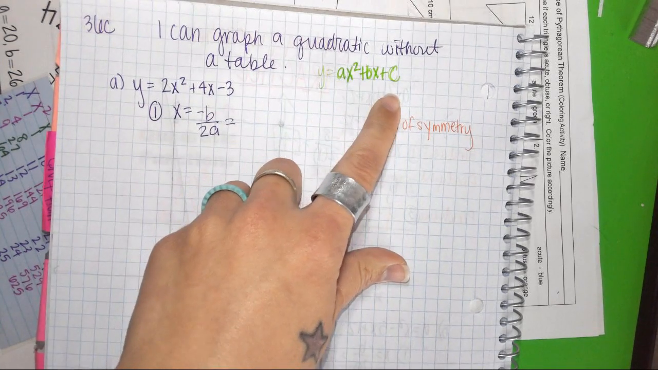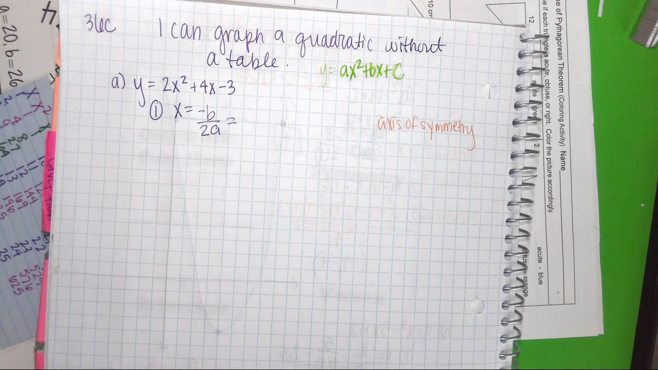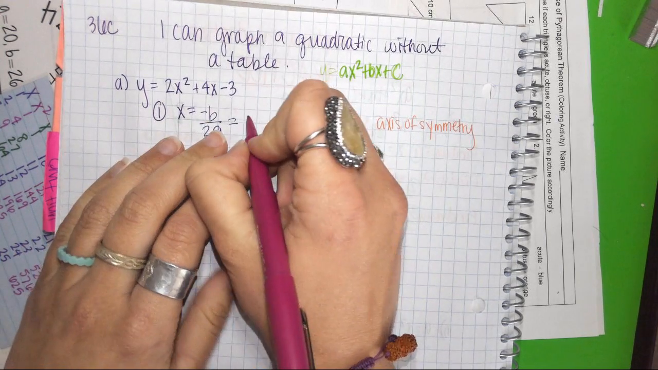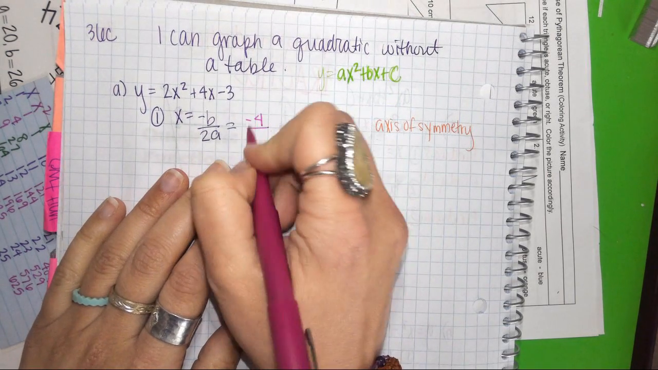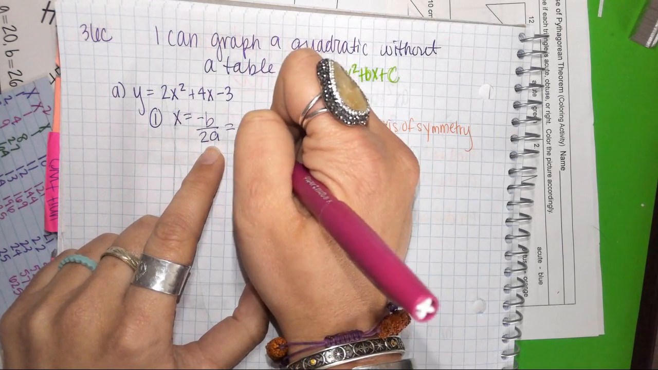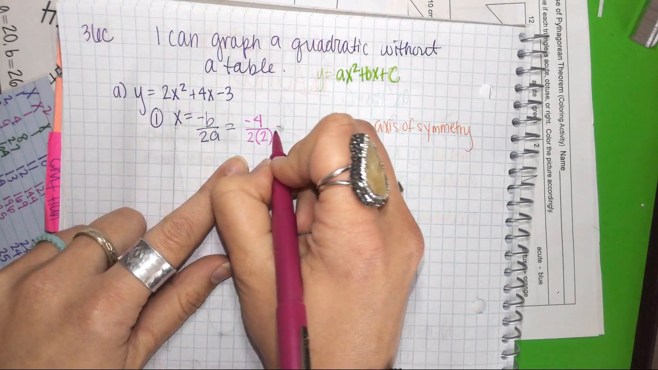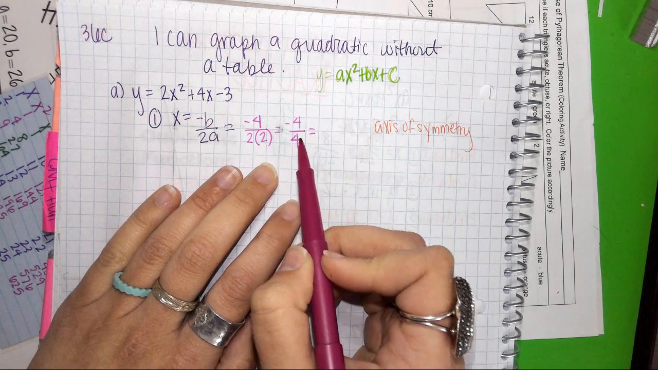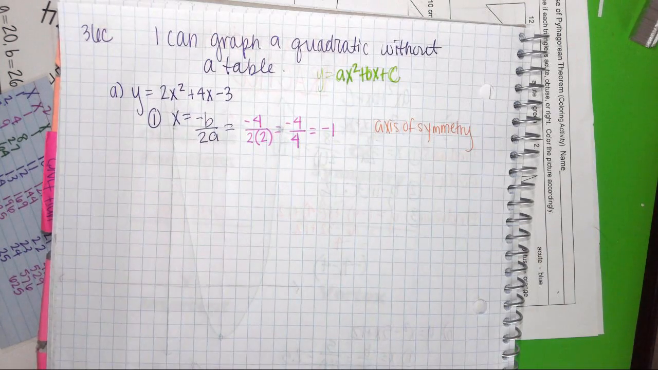Alright, so remember, it's ax squared plus bx plus c. And it's the opposite of b. So what is our b here? No, it's positive 4. And what's the opposite of positive 4? Negative 4. Divided by 2 times, now what's our a here? 2. And it's always the number in front of x squared. Alright, 2 times 2 is 4. And negative 4 divided by 4 is negative 1. Good.